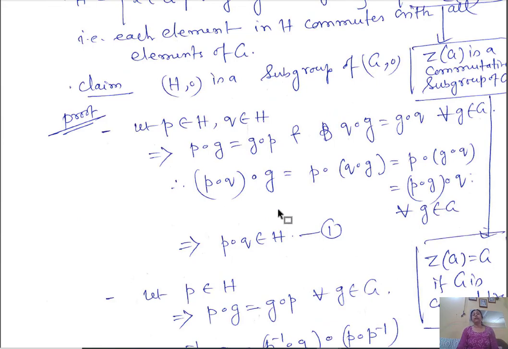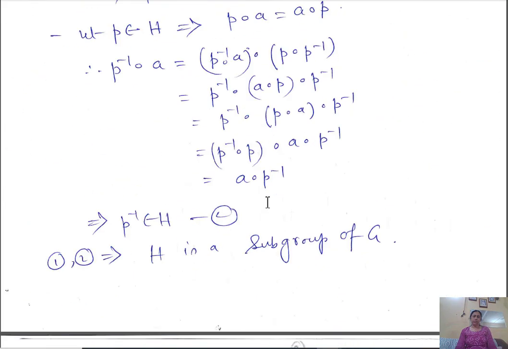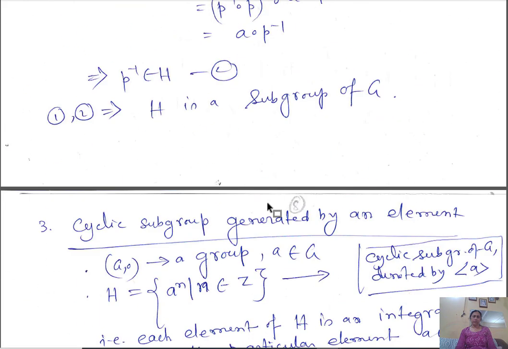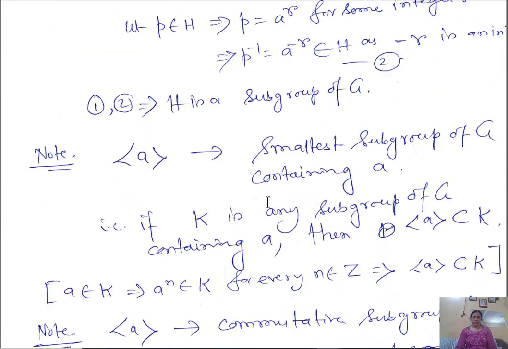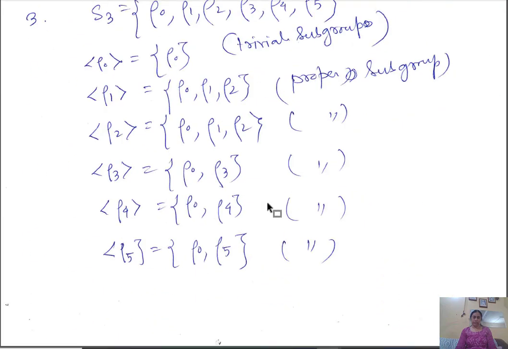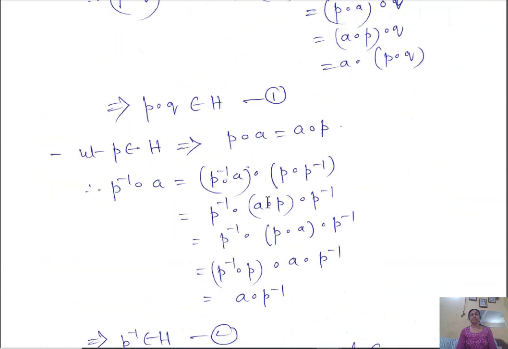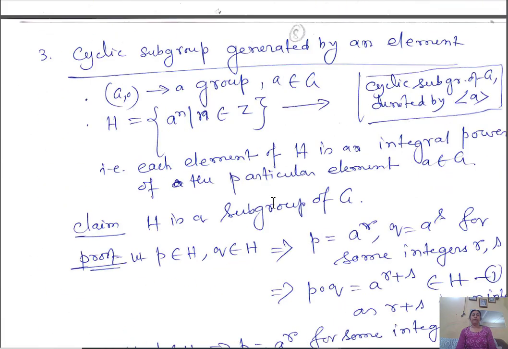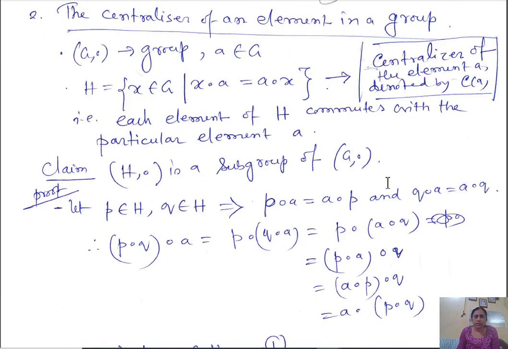Okay, one last thing I will discuss today. This is called centralizer. Let me check what I have. Okay, cyclic subgroup. Okay, many things I have. Okay, let me complete this part. Center of a group I have defined.